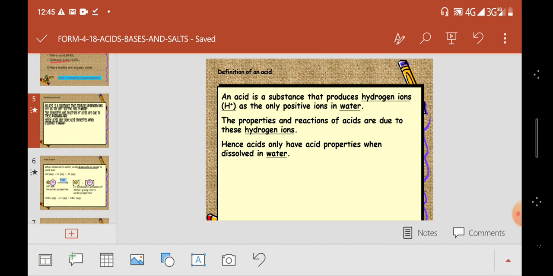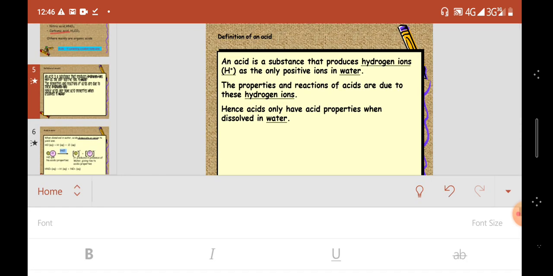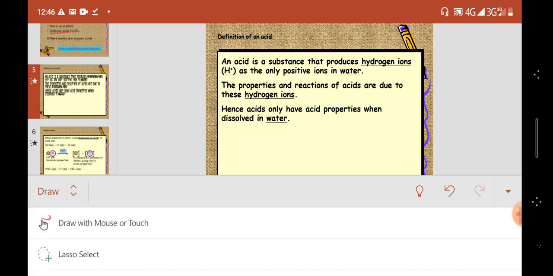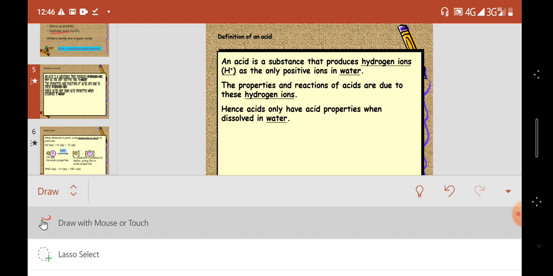We are going to look at mainly acids and how they react with bases, how they react with metals and carbonates. We can remember in our Form 1, we defined an acid as a substance that produces hydrogen ions when dissolved in water. So hydrogen is positively charged. And whenever you dissolve a substance that produces hydrogen ions, it becomes an acid.